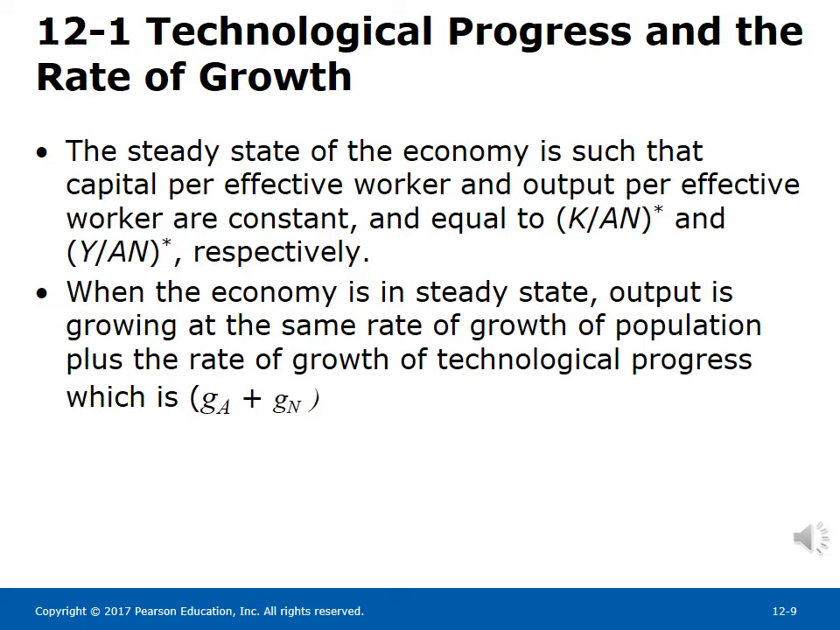The growth rate of output is GA plus GN, so the growth rate of output per worker is GA. In other words, when the economy is in the steady state, output per worker grows at the rate of technological progress. In the steady state, output and the two inputs, capital and effective labor, grow in balance at the same rate.